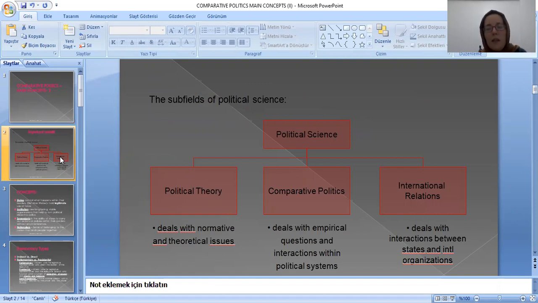For example, if you are studying Montesquieu, or if you are studying John Locke, these are the issues of political theory or political philosophy, we can say, but they deal with normative issues generally. Another subfield of political science is comparative politics. It deals with empirical questions and interactions between political systems. The third subfield is known as international relations. It deals with interactions between states and international organizations.